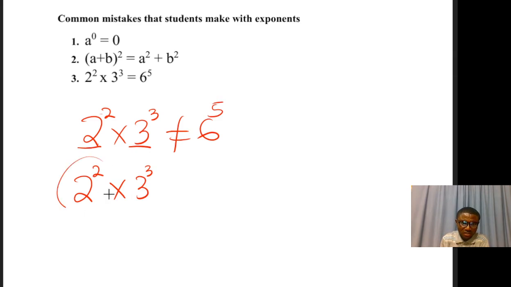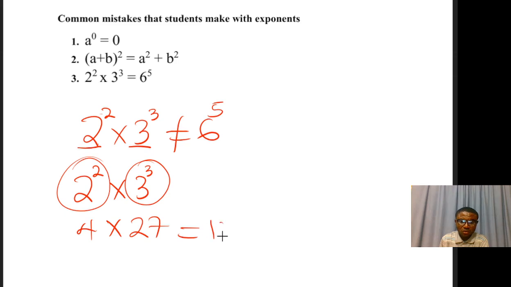This becomes 2 to the power of 2 is 4 times 3 to the power of 3 is 27. Okay, and 27 times 4 is equal to 108. So you can see that 108 cannot be equal to 6 raised to the power of 5.